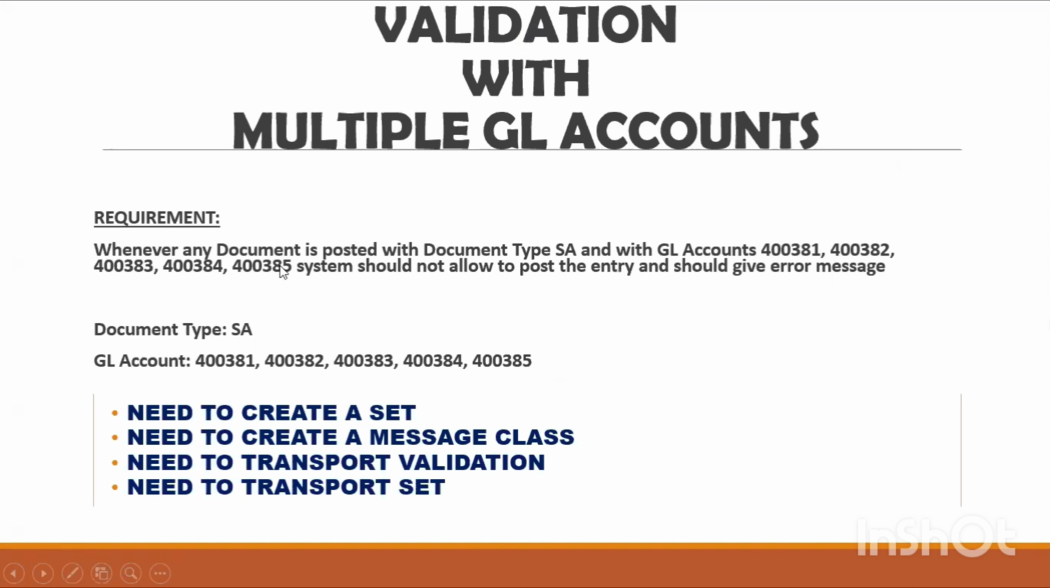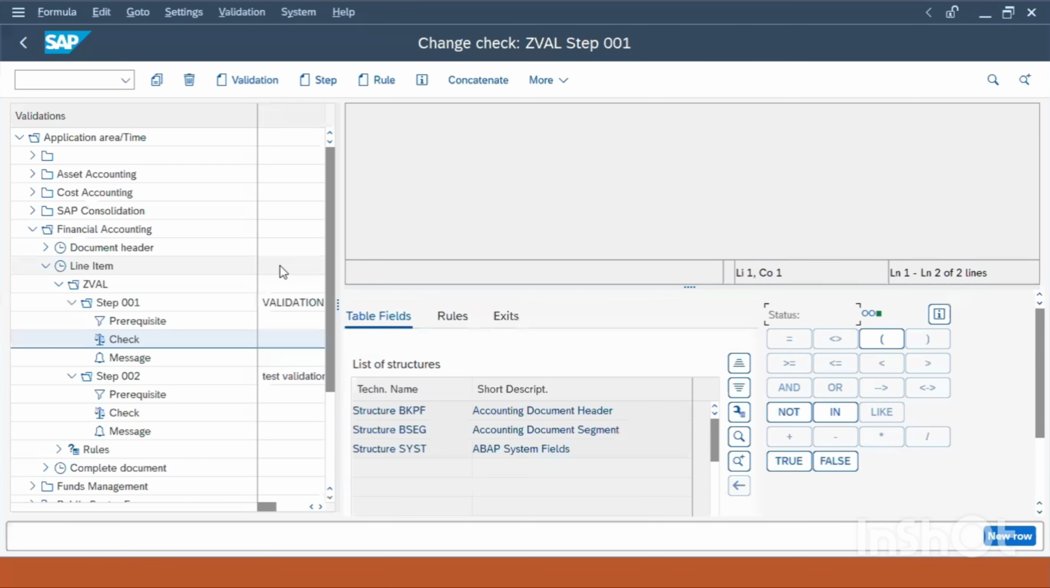No need to enter it individually. In our case, there are 5 GL accounts, but in real time, there might be 20 GL accounts. Will we need to enter it individually? It doesn't make sense. So we will create a set of these GLs. Now, how will a set be created? I will go and tell you.